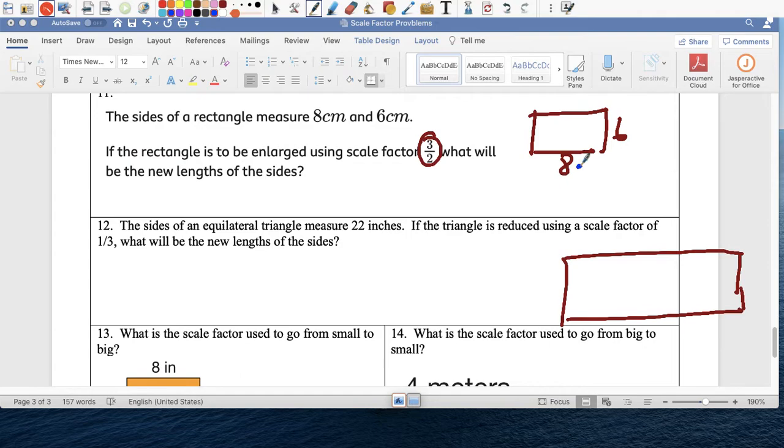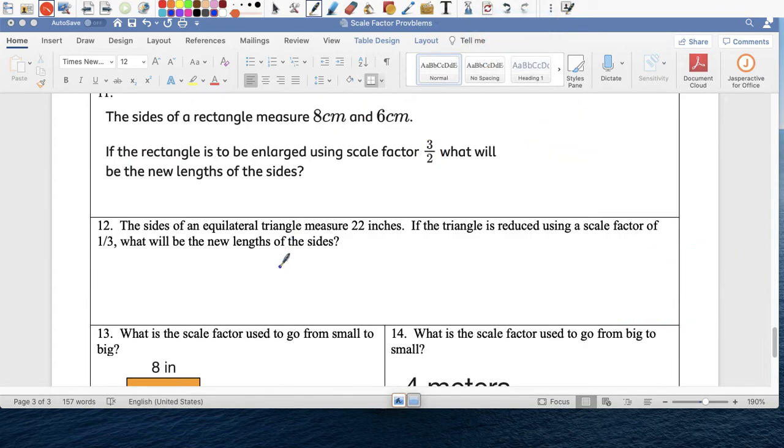So let's multiply this by 3/2. This by 3/2. So our height here is going to be 9, right? Because 6 times 3 is 18. 18 divided by 2 is 9. And 8 times 3/2 is 8 times 3 is 24, divided by 2 is 12. So we're going to have a 12 by 9 rectangle. So that's my resulting rectangle.